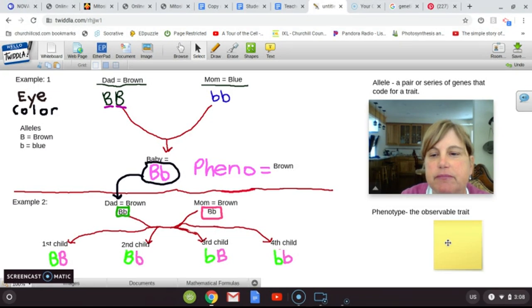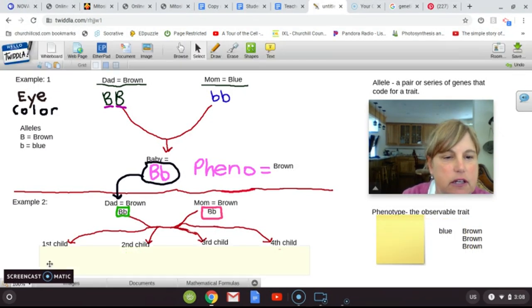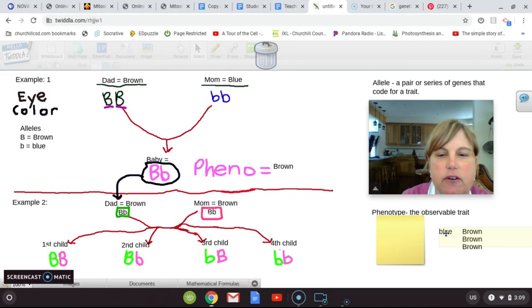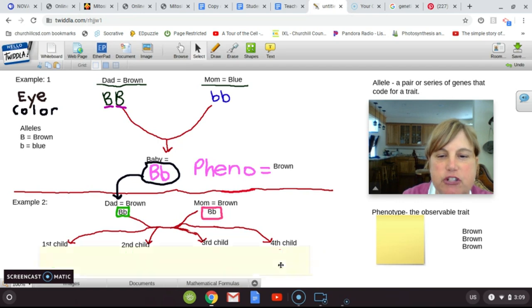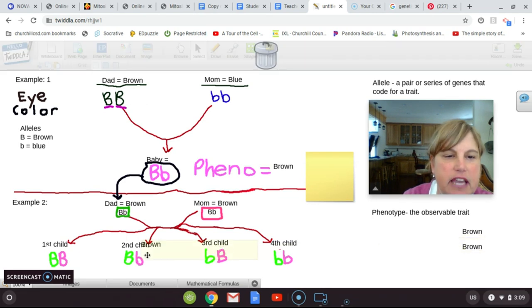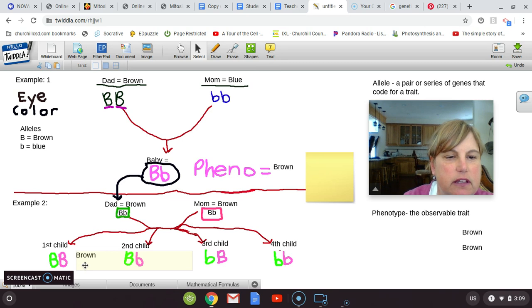Now, if we look at this, what is each child going to look like? Well, remember, capital B, well, let's go with this one. It wants to do blue. So those are both recessive, but there's no dominant to butt in there, and so this lowercase is going to look blue. Then if we take a look at the one with capital B, it's going to look brown.